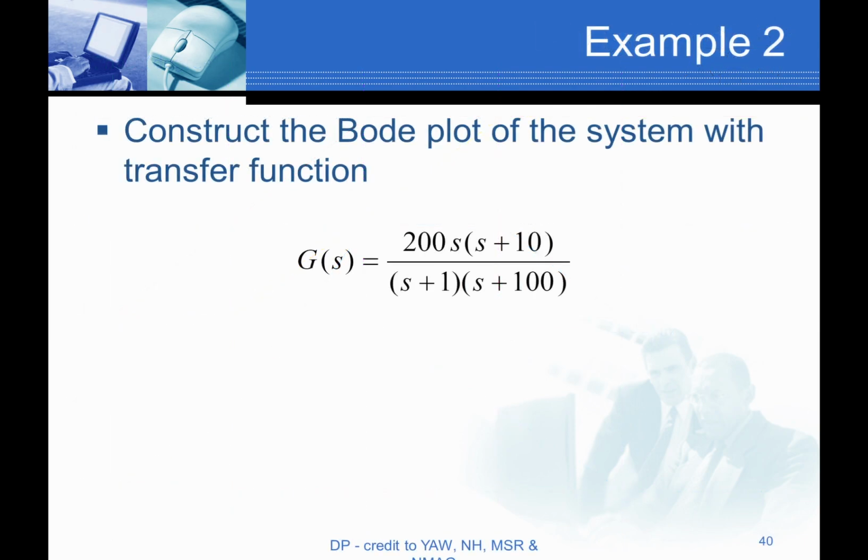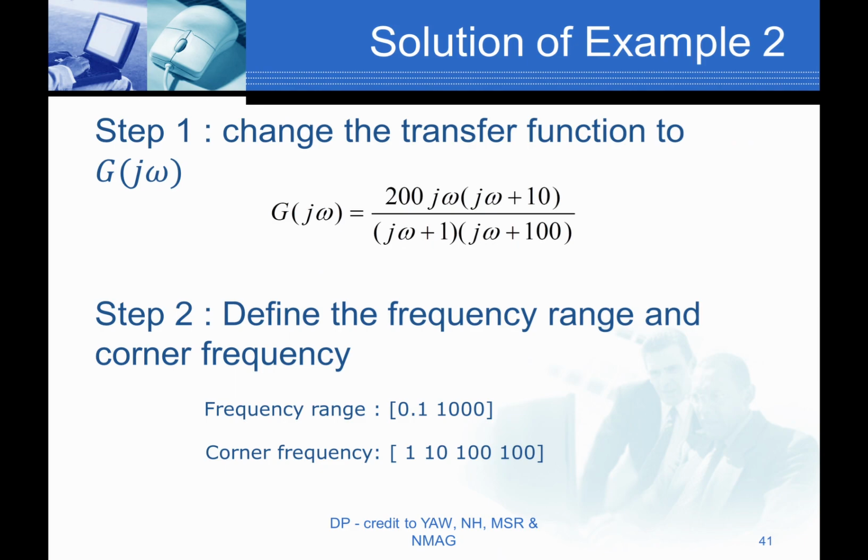So we have another example. Construct the Bode plot of the system with transfer function G(s) equals 200 (s plus 10) divided by (s plus 1)(s plus 100). Convert to standard form first. So this is our standard form.